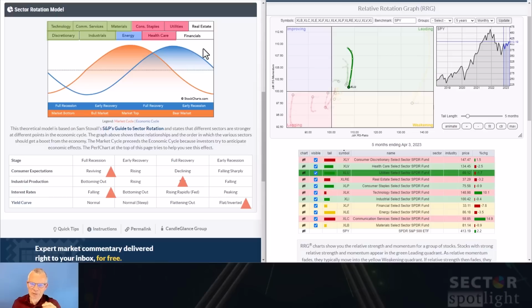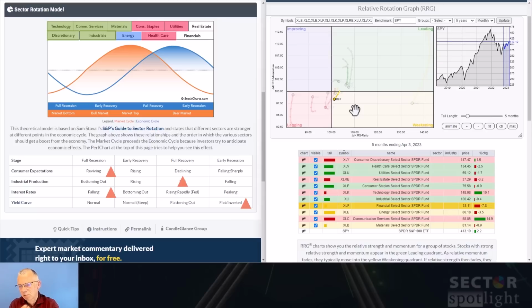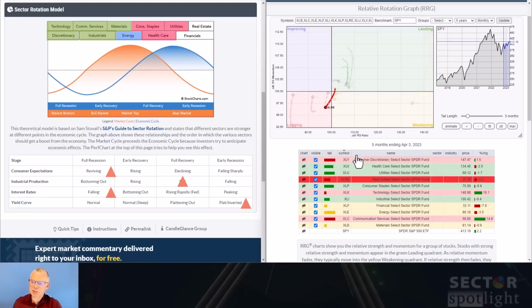And we're going to finish it up with financials and real estate. So here is financials. And you can see that they're inside the weakening quadrant and they are now approaching the lagging quadrant, still close to the benchmark, but that's on a negative note. And that definitely goes for real estate. That's for sure a negative one. It's actually the weakest sector in this universe if you take it from the monthly readings.